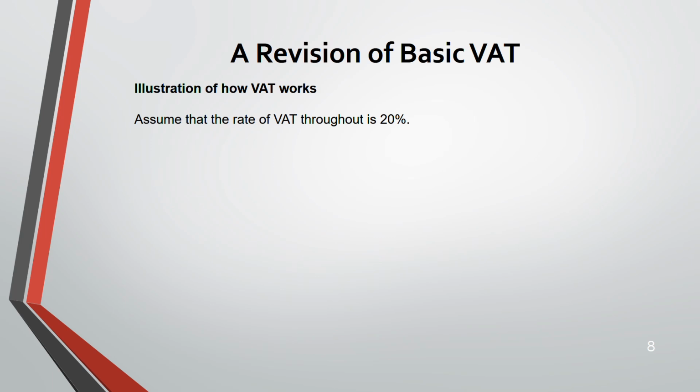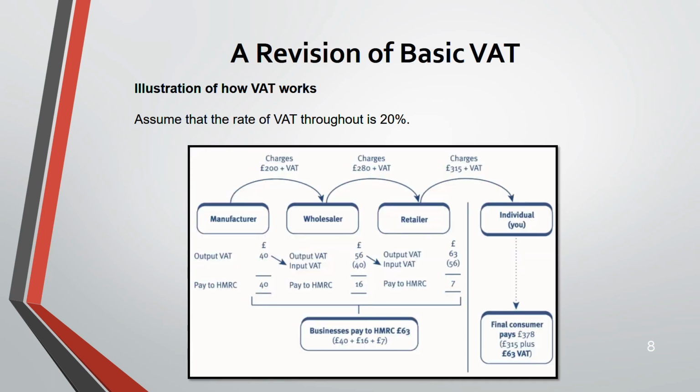Now, an illustration of how VAT works. The standard VAT rate in the UK is 20%. As you can see in this diagram, there is a manufacturer who charges the wholesaler, the wholesaler charges the retailer, and the retailer charges the individual, that's you. So the manufacturer is charging 200 plus VAT here. Then the wholesaler is further charging another 80. You see, from 200 to 280, and then the final price is even more.